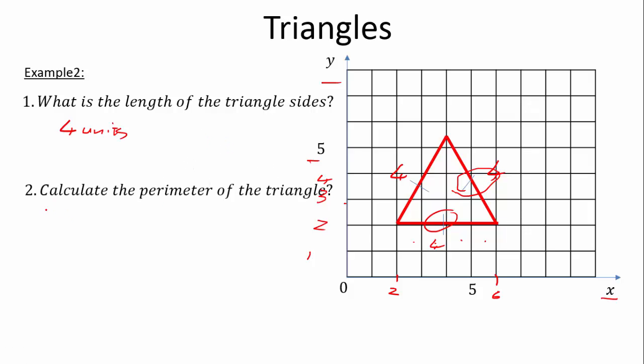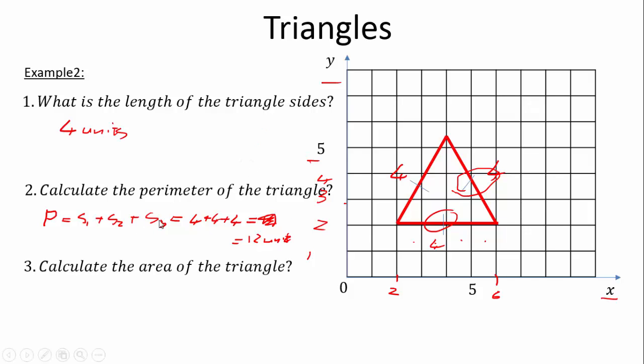Okay, calculate the perimeter of the triangle. Oh, that's quite easy. We know that perimeter is equal to S1 plus S2 plus S3, and that is equal to 4 plus 4 plus 4, which is equal to 12 units. That's our perimeter. Calculate the area of the triangle. How can we do this if we don't know that height over there? So I'm going to give you that height as 5.46. Okay? In future grades, you're going to figure out how to calculate this, but we're not going to get into that right now.